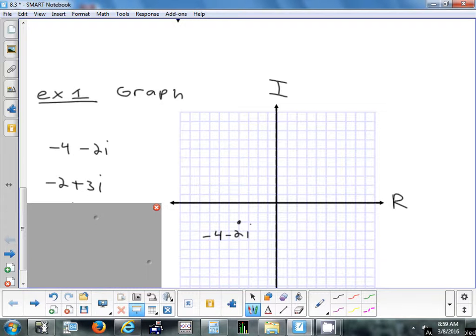All right, let's try graphing negative 2 plus 3i. Brendan, how would I graph negative 2 plus 3i? Starting from the origin, left 2, up 3. Yep, left 2, up 3. It's negative 2 plus 3i.